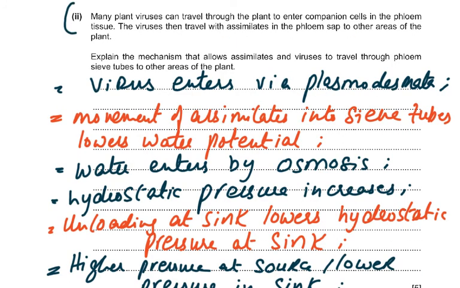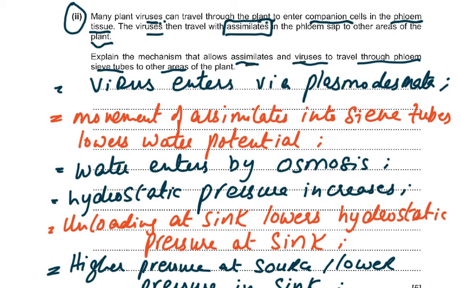The next part is part 2. Many plant viruses can travel through the plant to enter companion cells in the phloem tissue. The viruses then travel with assimilates, sucrose and amino acids, in the phloem sap to other areas of the plant. Explain the mechanism that allows assimilates and viruses to travel through phloem sieve tubes to other areas of the plant. Basically, he wants to ask about the mechanism by which phloem transports substances.